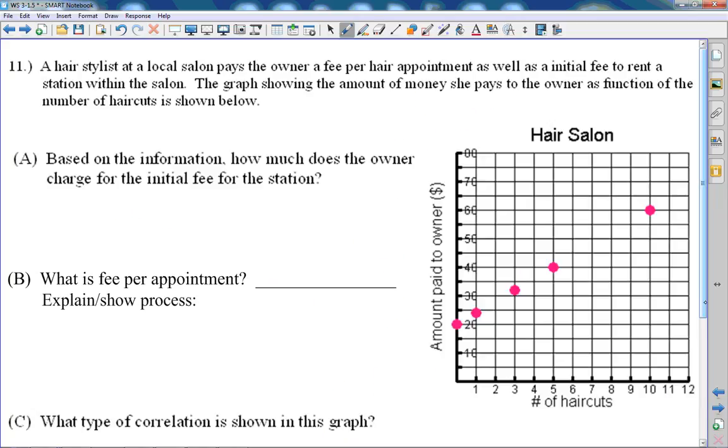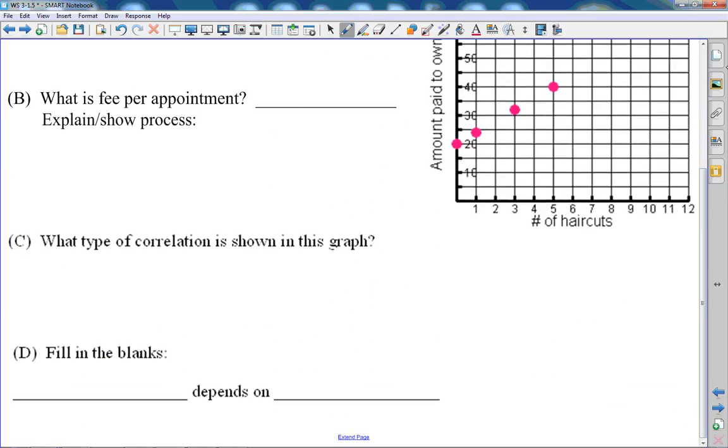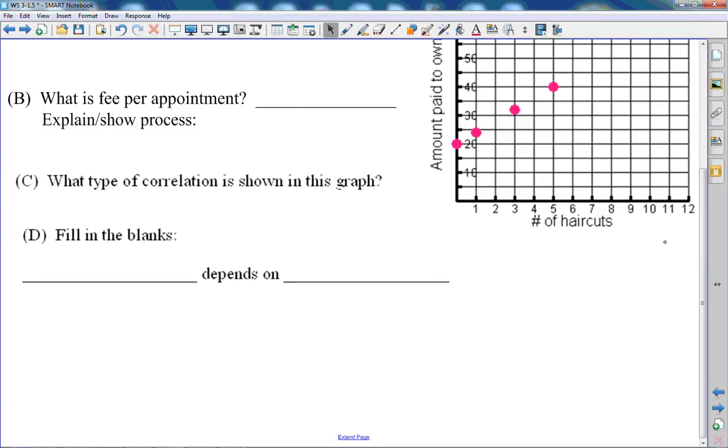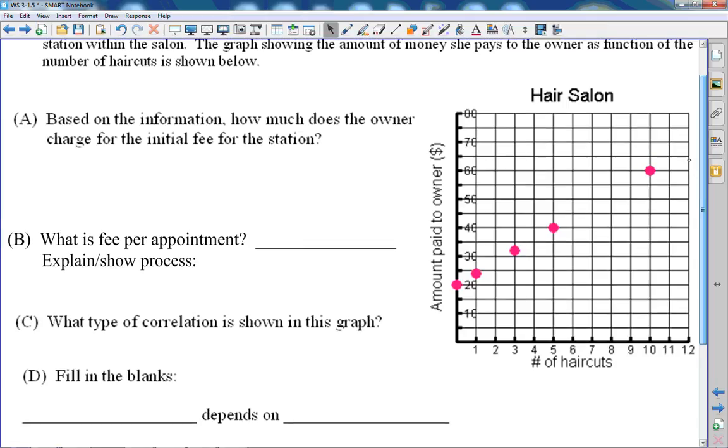There's my next one. Let's see if I can move these up so we can see them.